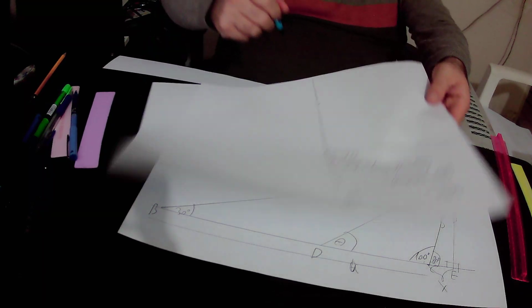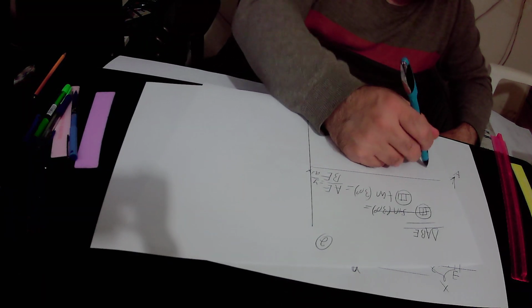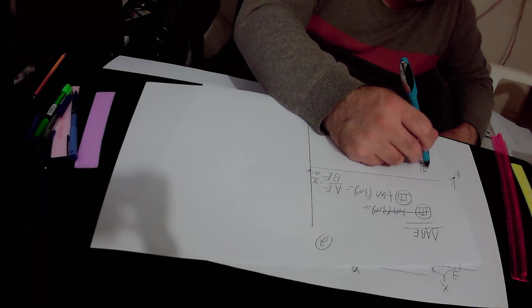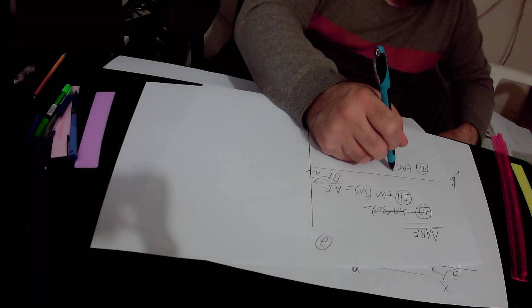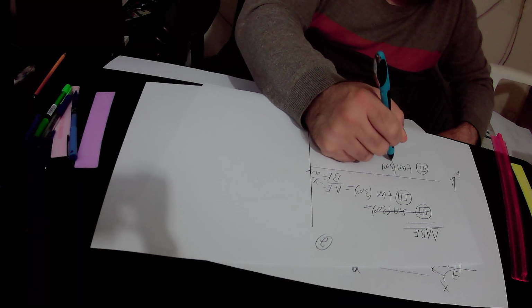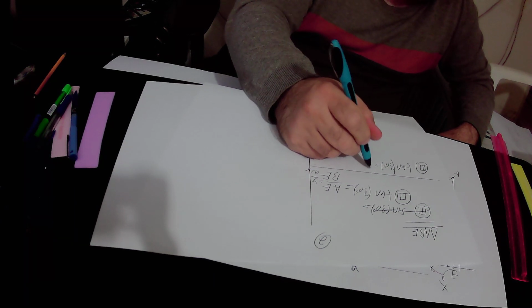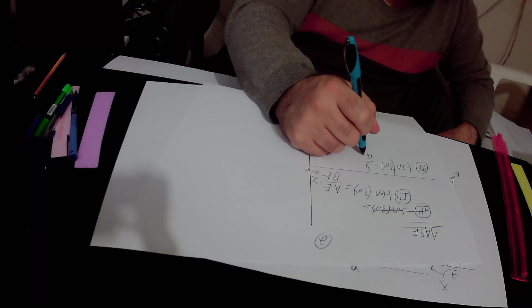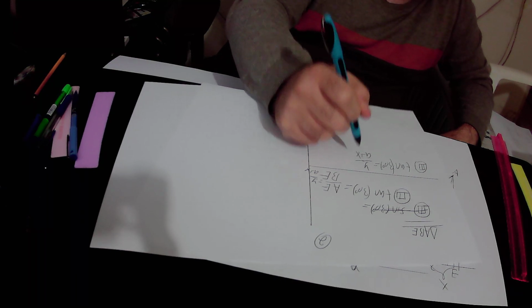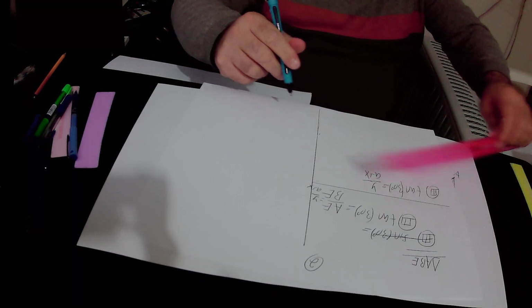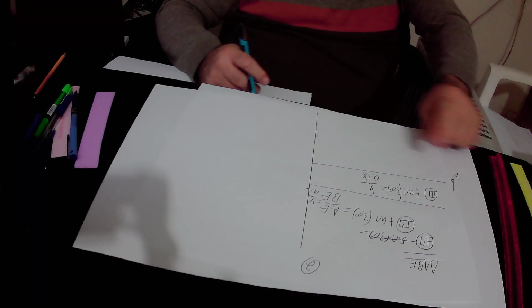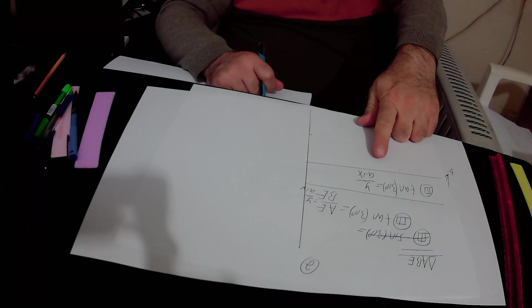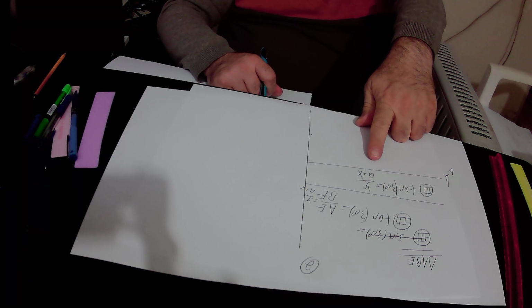So we actually found out that according to equation number 3, tangent 30 degrees equals y over A plus x. We have the value of y in equation number 1 and the value of A in equation number 2.